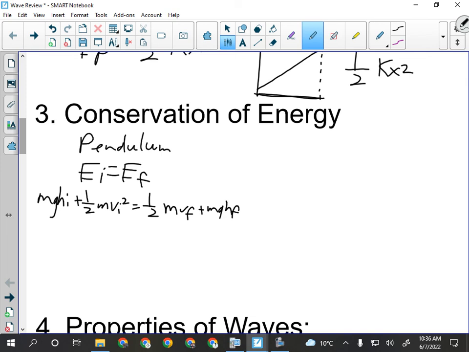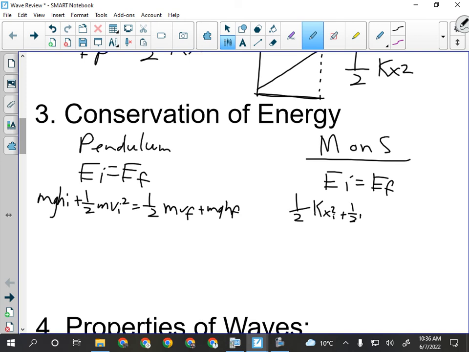Now, the other things we have to remember for both a pendulum and a mass on a spring is that they both set up like this, EI equals EF. It's law of conservation of energy. That part doesn't change. Okay, but for this one, it's going to be that elastic potential energy, so 1/2 kx squared initial plus 1/2 mv initial squared equals 1/2 kx final squared plus 1/2 mv final squared.